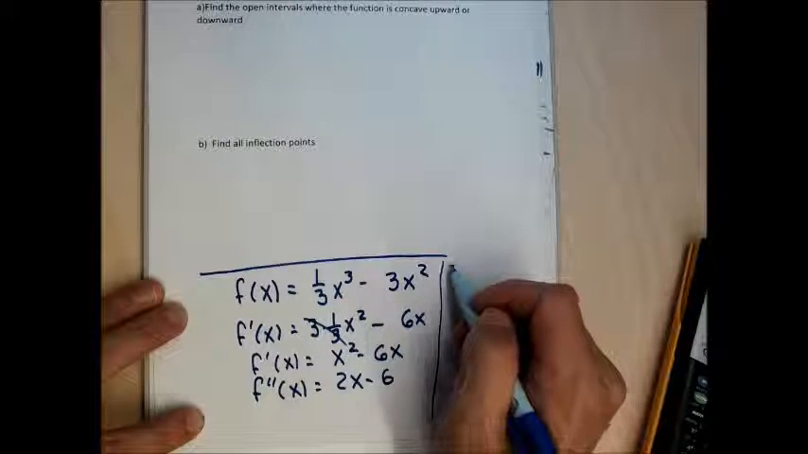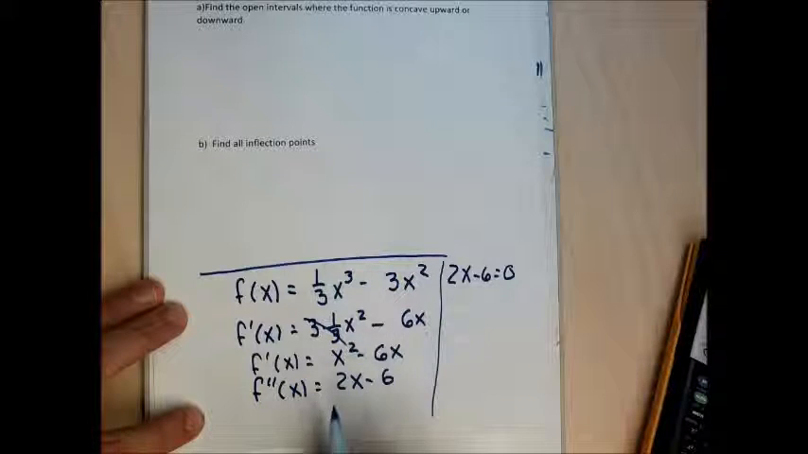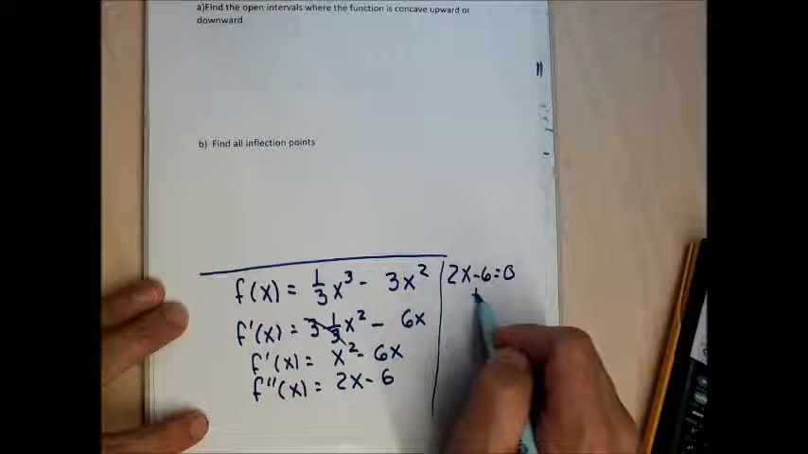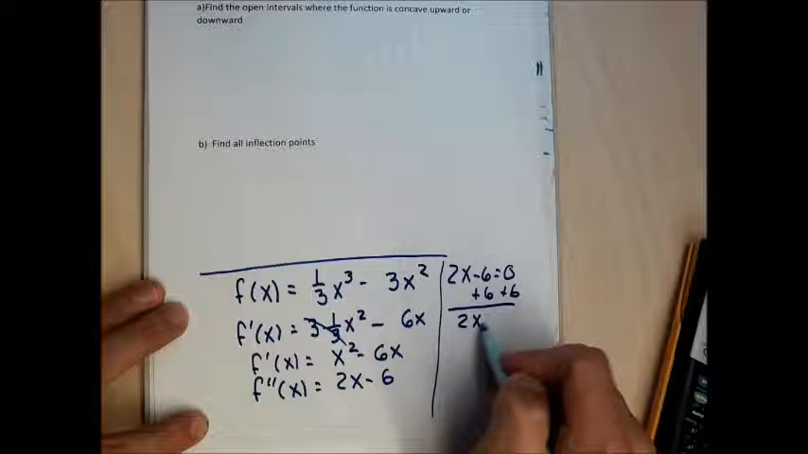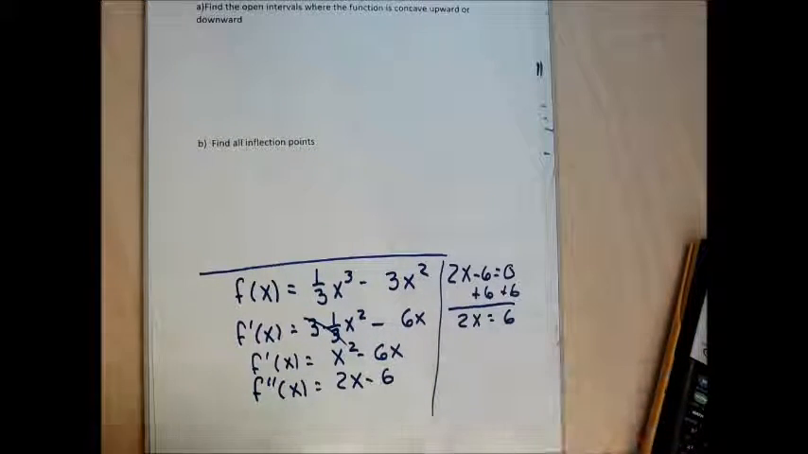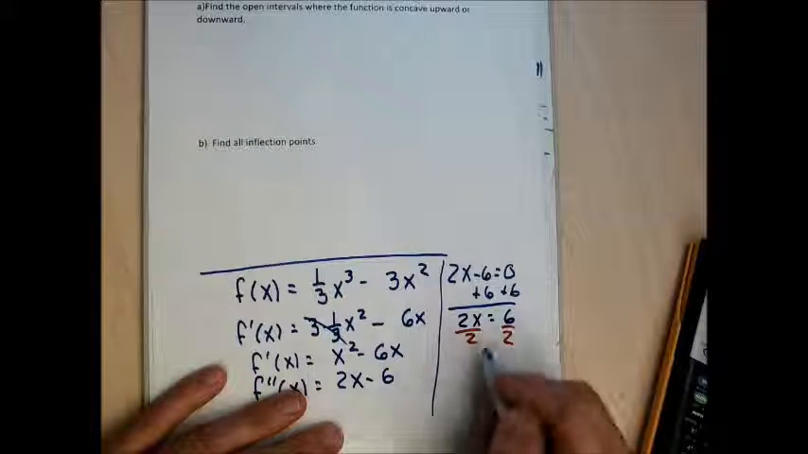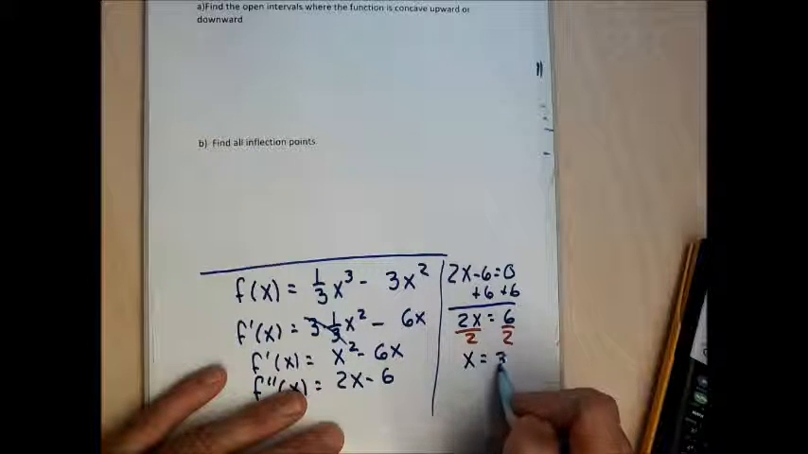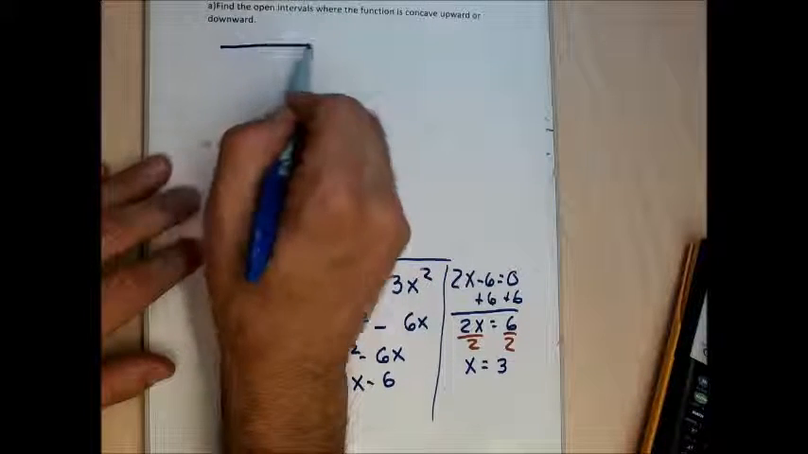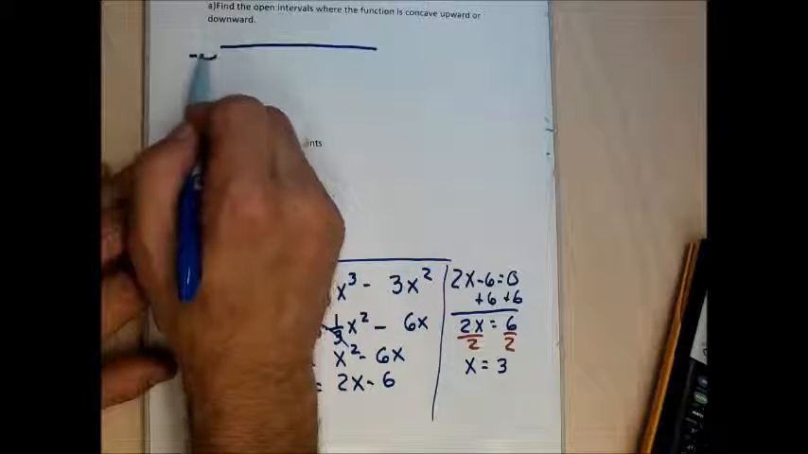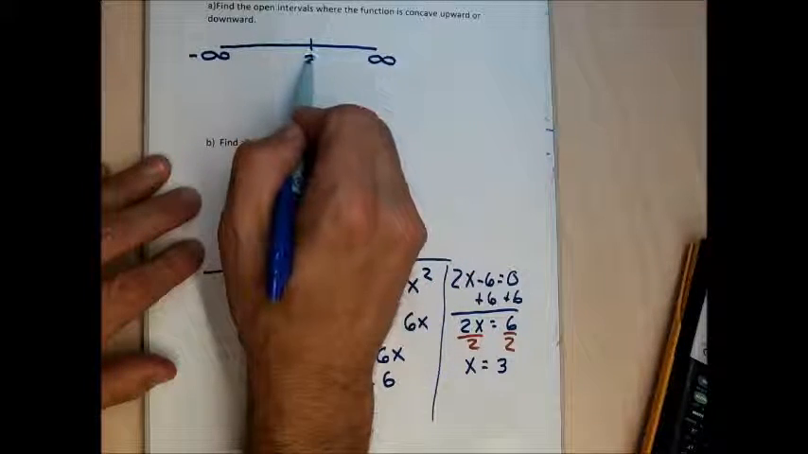I'm going to get a critical value by setting that second derivative equal to 0. So I'm going to set 2x minus 6 equal to 0. I'm going to add 6 to both sides and get 2x equals 6. And then I'm going to divide by 2. That's going to give me x equal to 3. I'm going to put that number on a number line that also has negative and positive infinity.